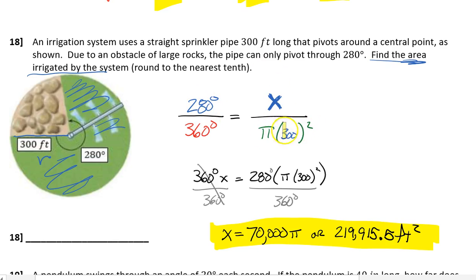Most of us who messed this up didn't stack a ratio of degrees to ratio of areas. Some of us used the incorrect formula. We're finding the area, so it's pi r squared, not 2 pi r. Those are the two biggest issues for this, just as an application of our area of a sector problem.